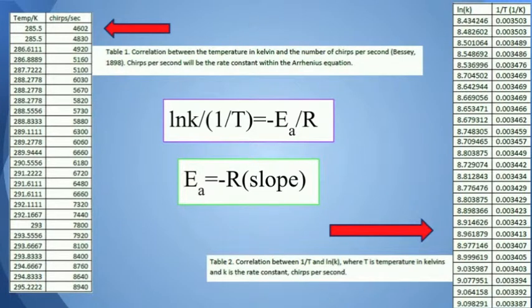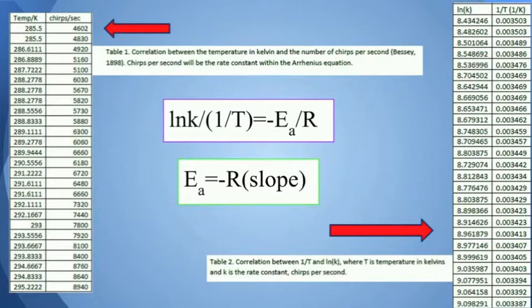And the table on the left shows the data that was given within the graph. From this data, we can determine ln k and 1 over T. We simply find the natural log of each of the chirps per second, and we find 1 divided by each of the temperatures before giving the graph of ln k versus 1 over T.